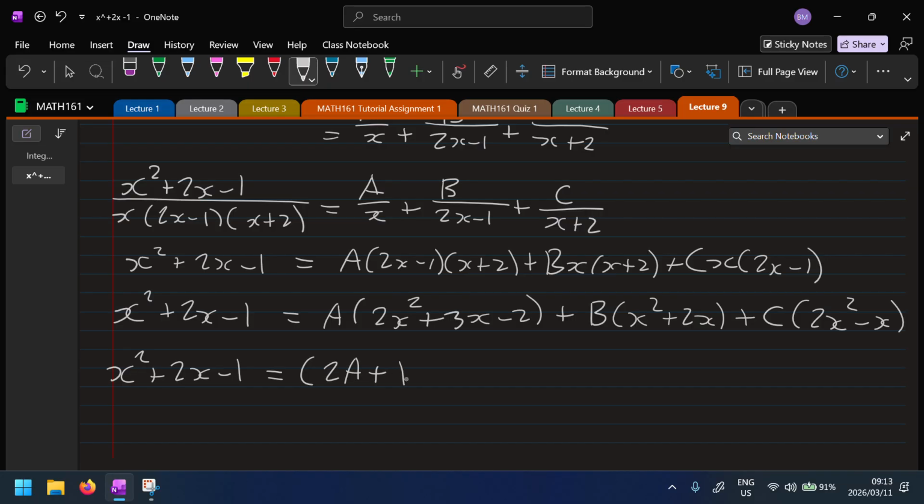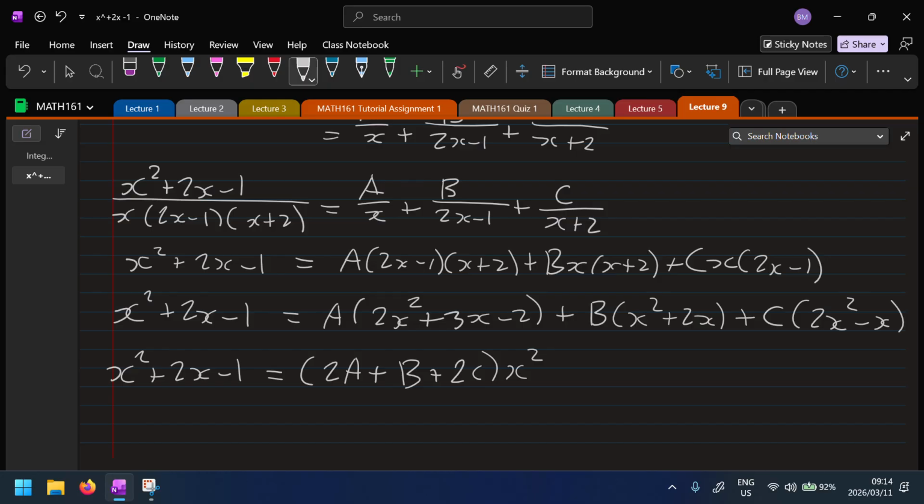I have b from the second one. And I have 2c from the third one. Did everyone see that? All the x squared terms are put together. Okay, so the first bracket, I have 2a x squared. The second bracket, I have bx squared. The very last bracket at the end there, I have 2c x squared. Yeah, I'm putting all of that together into x squared.